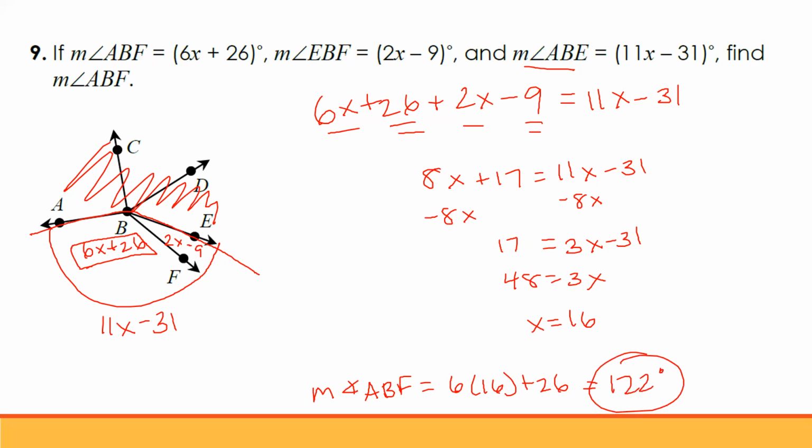If this was a multiple choice test, I guarantee you that 16 would have been one of the options there. So just be really careful that you're answering the question. Angle ABF was this angle right here. So that's why we have to plug it into 6x plus 26.